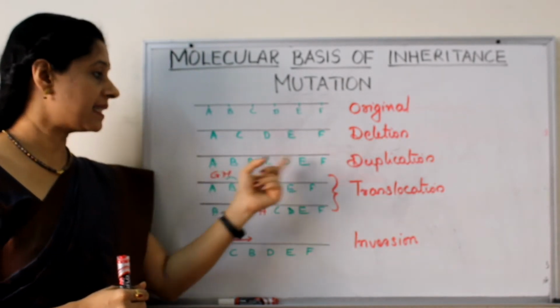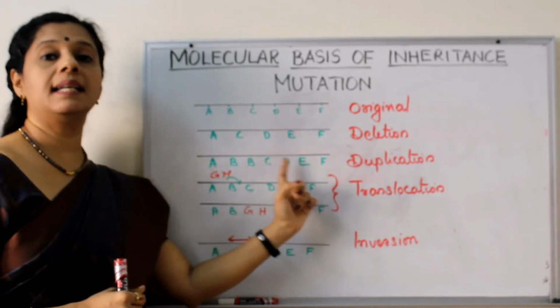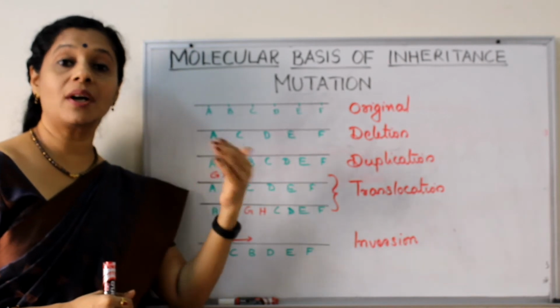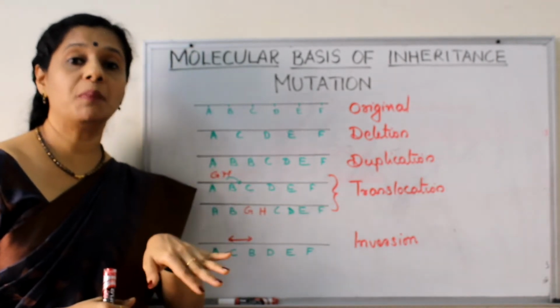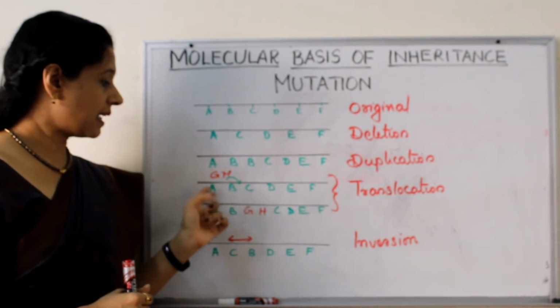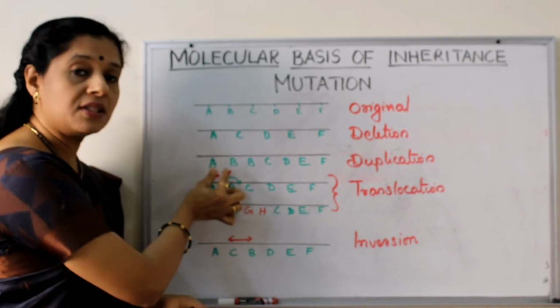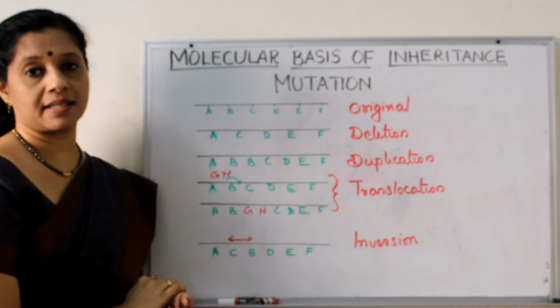Okay, then next case, what are you seeing? Observe this, A, B, B, C, D, E, F. So here it is not deleted, but it is duplicated. This part B is duplicated. Now next case, A, B, C, D, E, F is the normal one, but another piece G, H coming from somewhere else.